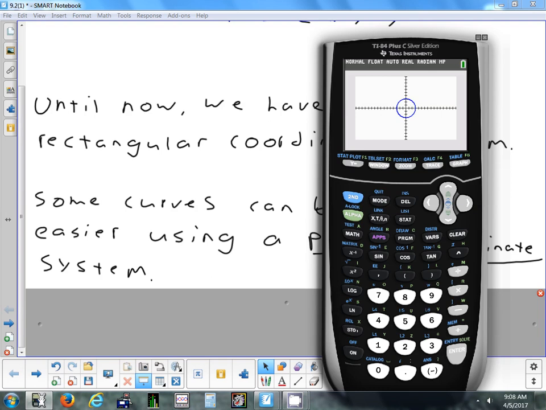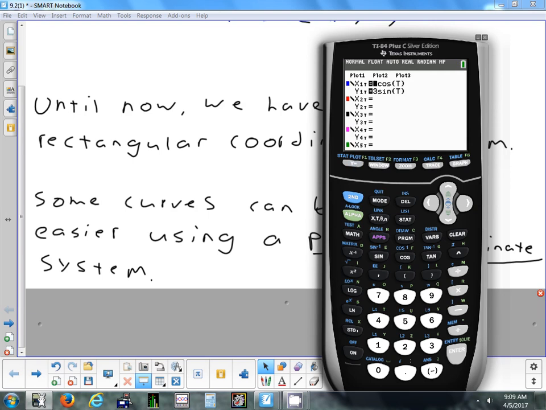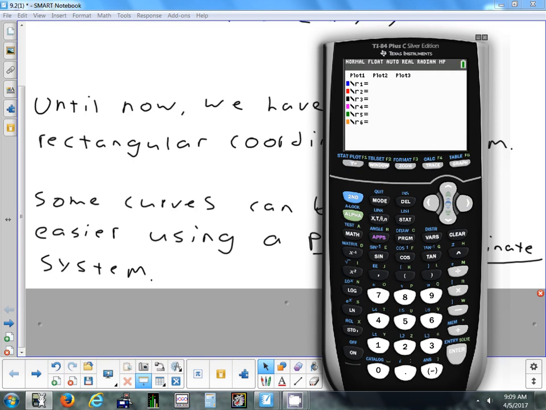If I wanted to graph the same thing in polar, I can type it in a lot easier than that. All I have to do is change my calculator to polar. And instead of typing in a 3 sine t and a 3 cosine t and all that stuff, I just type in one number, 3. Okay? And I get the same picture. So polar is a lot easier for a circle.